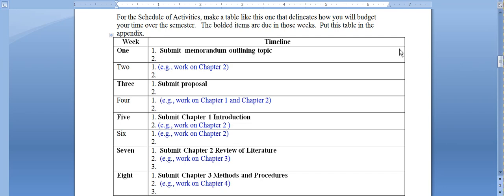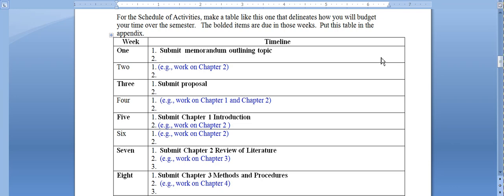Hi, this is Dr. O'Hara, and I'm going to continue on with the guidelines for the final paper. You're going to need to put together a schedule of activities like this to show how you're going to budget your time, and it's going to be one of the appendices that you're going to have for the paper.